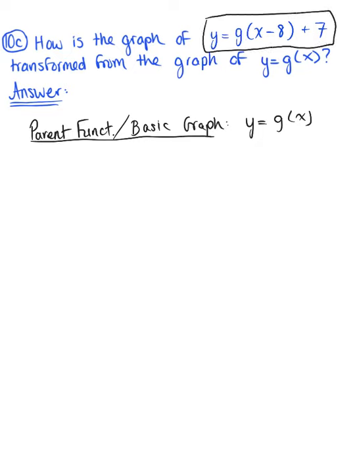Y is equal to g of x minus 8 plus 7. So to do this, I want to read my transformations from the left-hand side to the right-hand side. So the first thing that we bump into is this minus 8 on the x value. So we're thinking to ourselves, how do we attain y is equal to g of x minus 8? Where does this negative 8 come from?